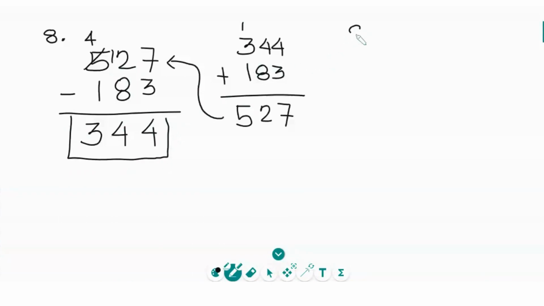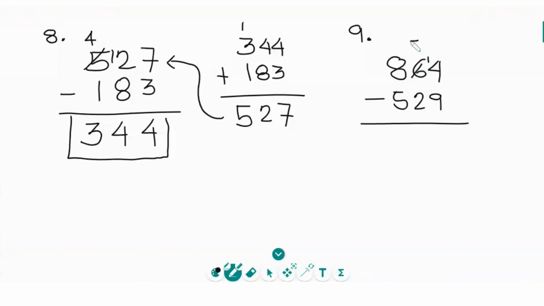Now let's go to number 9. Here in number 9, we have 864 minus 529. So notice that 4 is smaller again as compared to 9. So 4 will become 14, and 6 will become 5. So 14 minus 9 will give us 5. Well, let's try. 9 plus 5 will give us 14, right? Okay, so 5 minus 2 will give us 3. 8 minus 5 will give us 3.